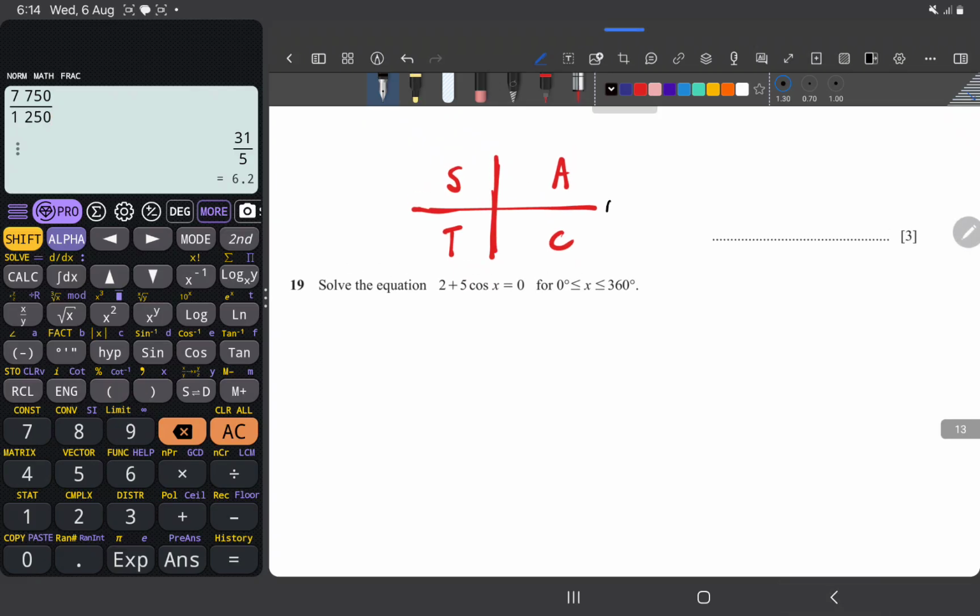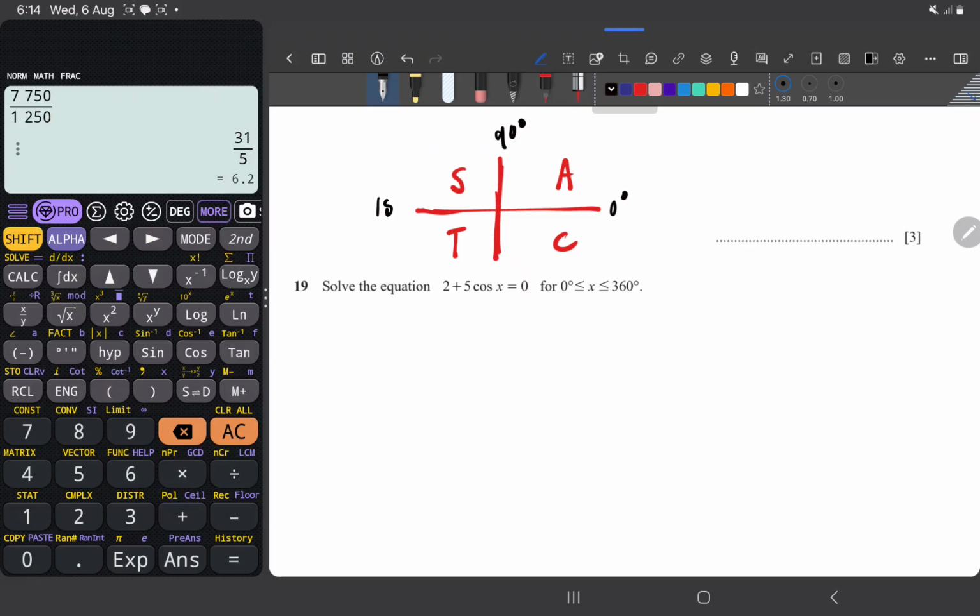So here is going to be 0 degrees. This is going to be 90 degrees. This is going to be 180 degrees. This is going to be 270 degrees. And we will be back to 360 degrees. This tells you which of cosine, sine, and tan, these three, is positive in the quadrant. So if you see A, it means all are positive. So in quadrant number 1, that means between 0 and 90, all of them will be positive.